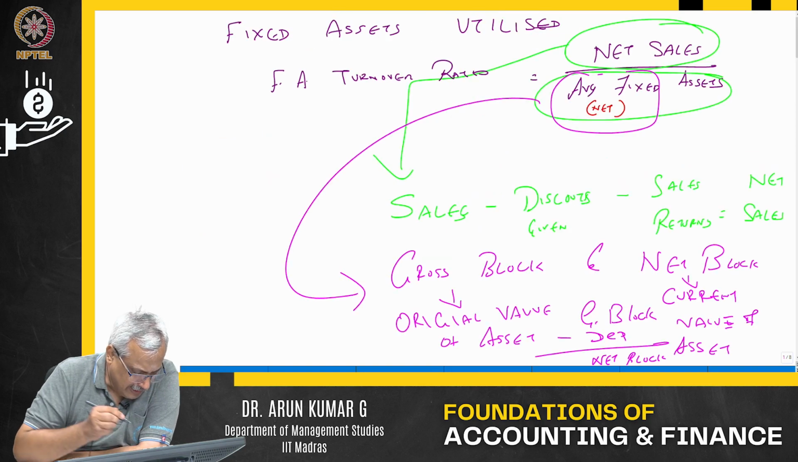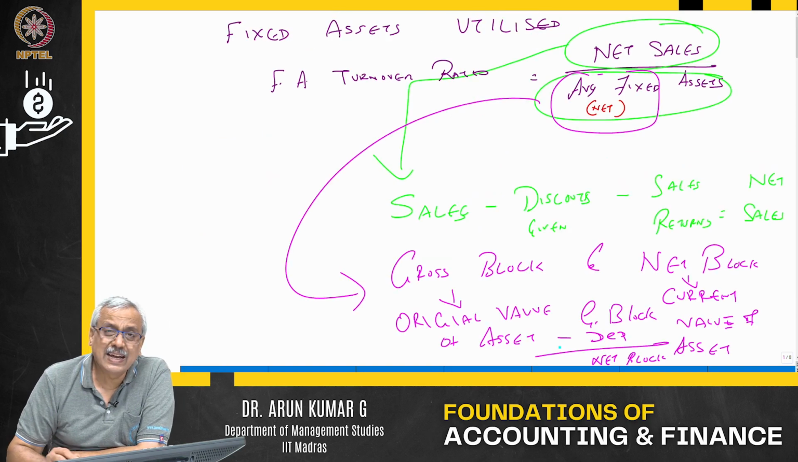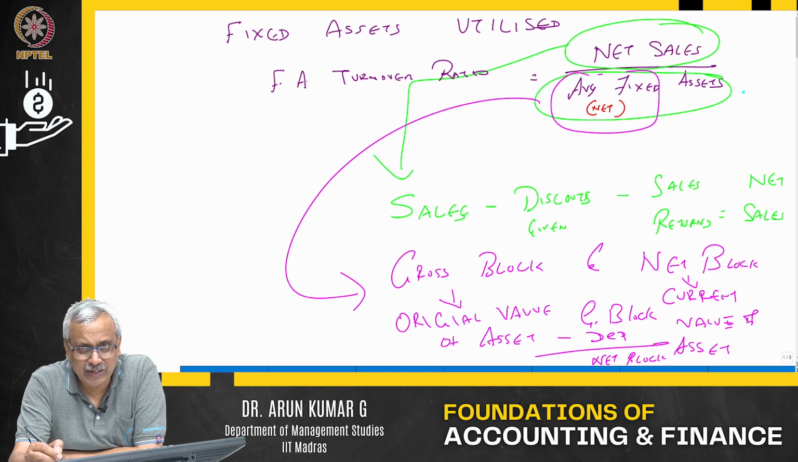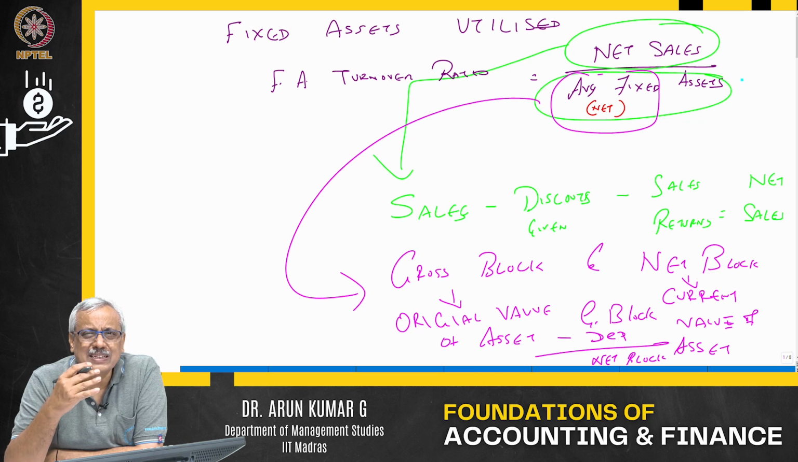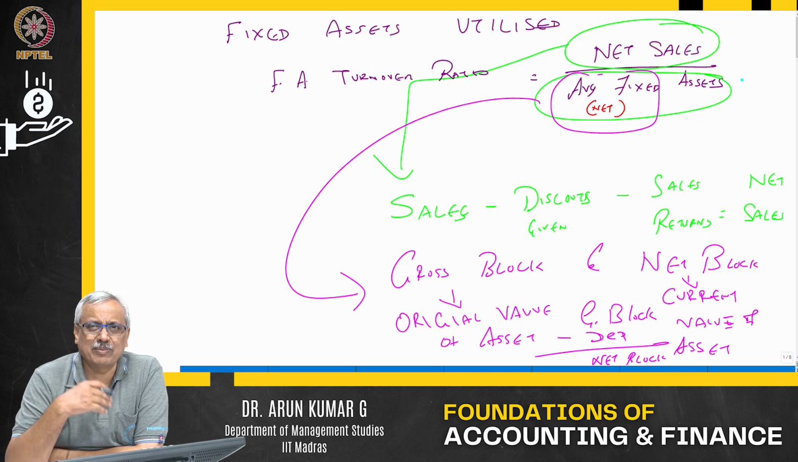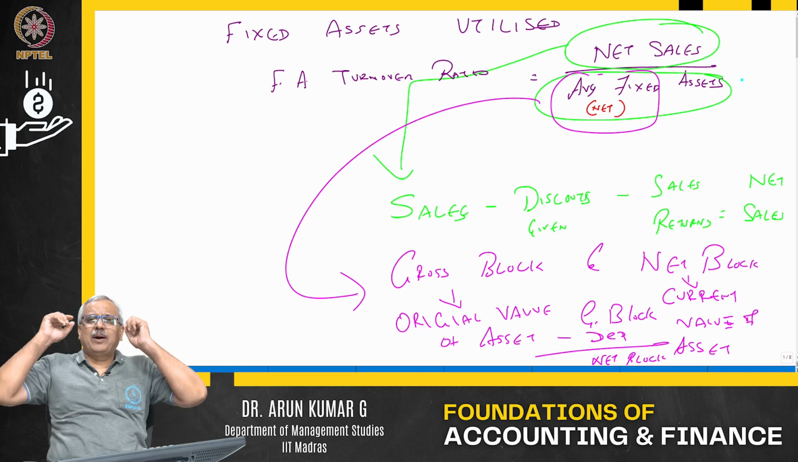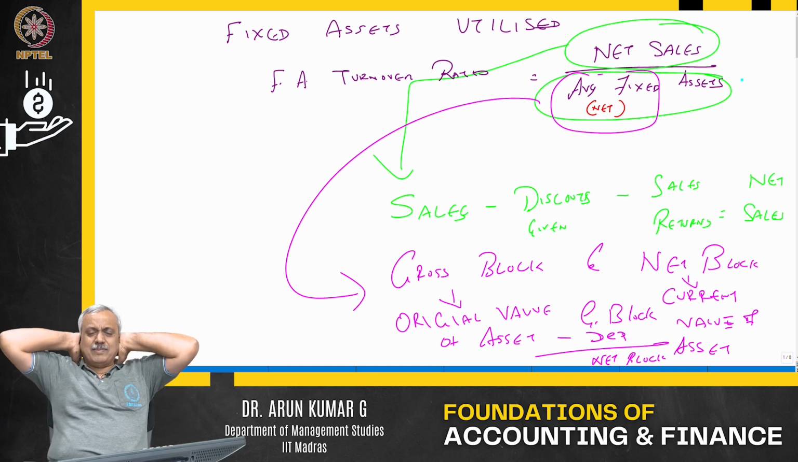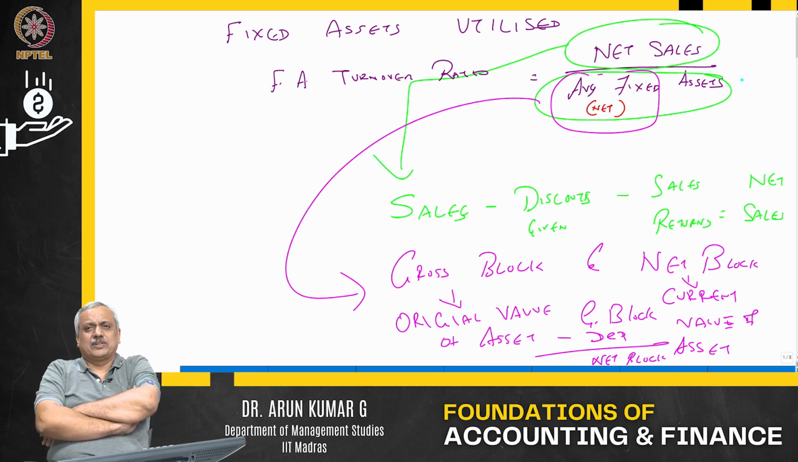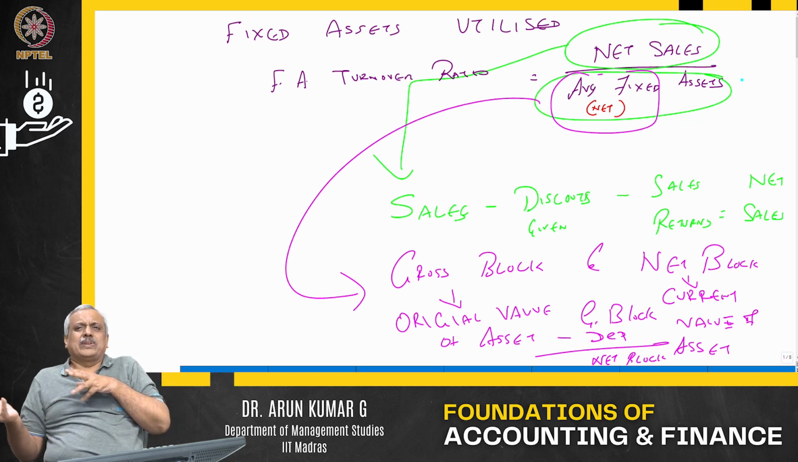Similarly, in this particular case, we could have ideally taken opening fixed assets, perfectly all right. But we take average. Why? Because during the year, you might go on buying some assets. For example, my financial year is from April to March, and in the month of September I buy some assets, in December I buy some assets, in January I buy some assets, and in June I would have bought some assets. At the same time I would have sold some of the old assets during the course of the year.